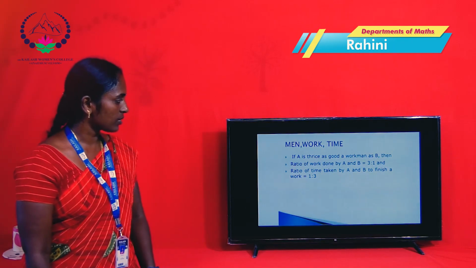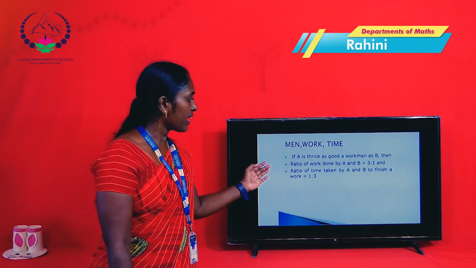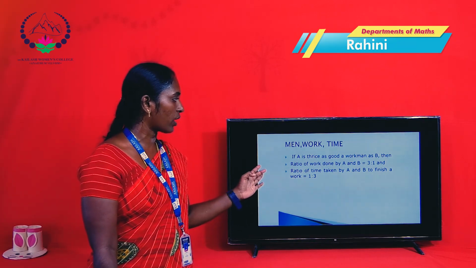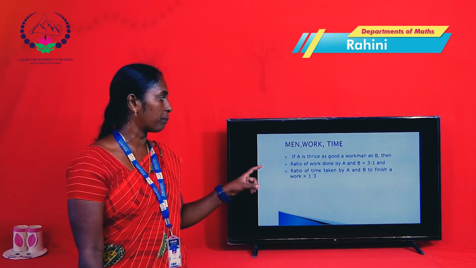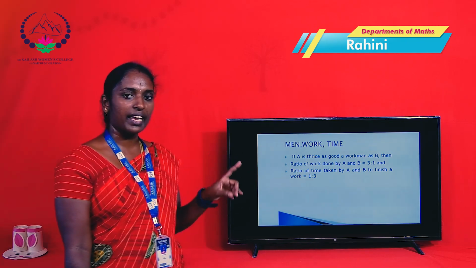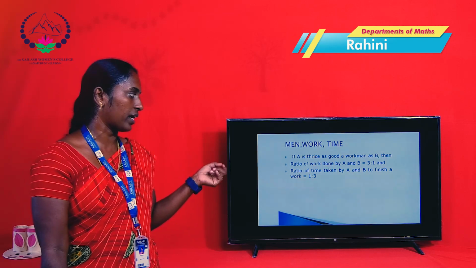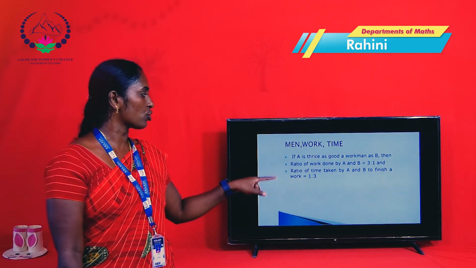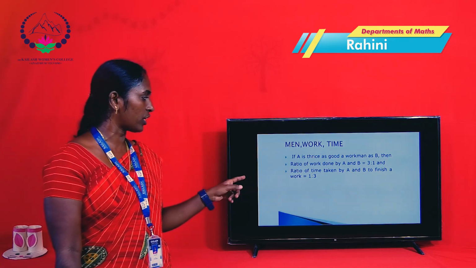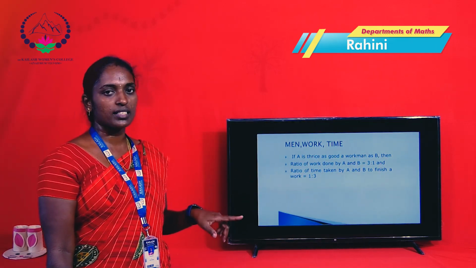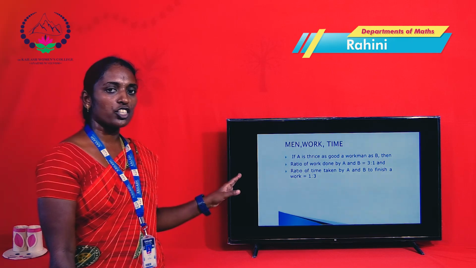So next one is, if A is thrice as good a workman as B, then the ratio of work done by A and B. For example, A is thrice as good as a workman B. The ratio is 3:1 and the ratio of time taken by A and B to finish a work is equal to 1:3. So this is what the ratio formula.